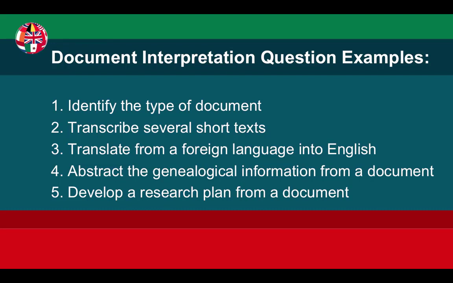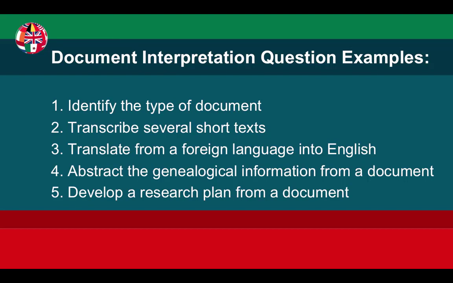Document interpretation question examples. Number 1, identify the type of document. This may be a will, a marriage record, military record, etc. Number 2, transcribe several short texts. Usually these will be about 8 to 15 lines. Number 3, translate from a foreign language into English, and these will be the same text that you transcribed. So about 8 to 15 lines.